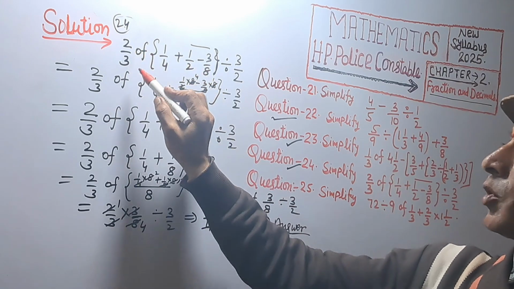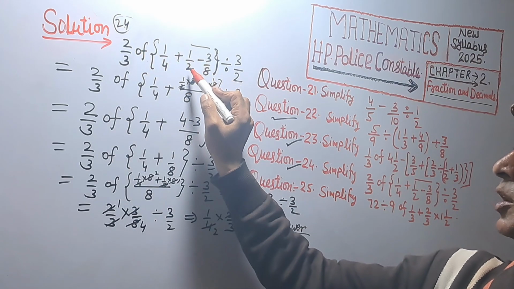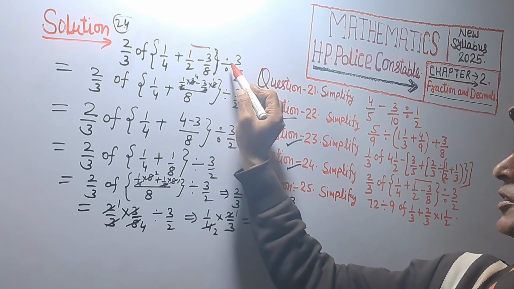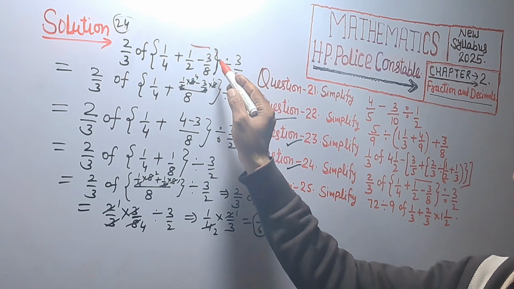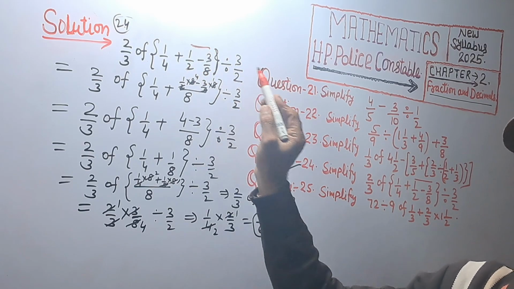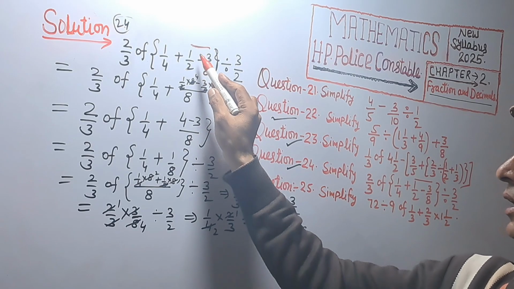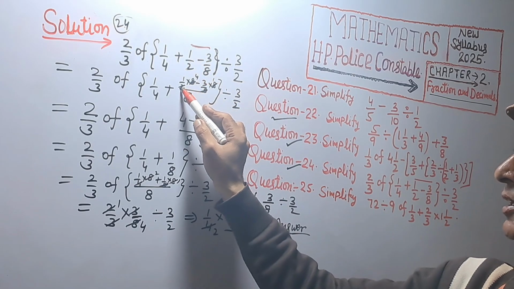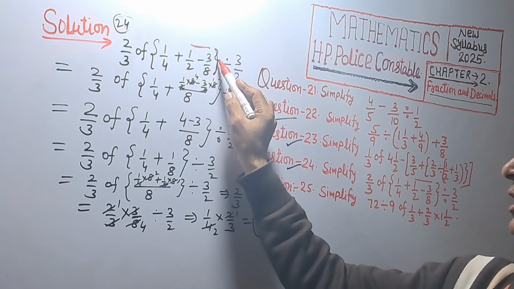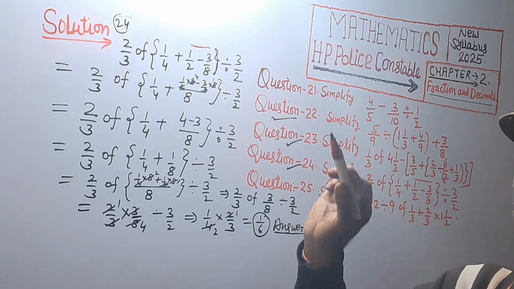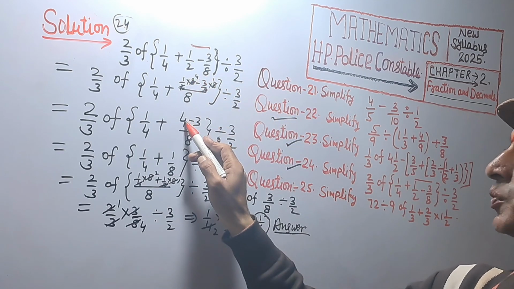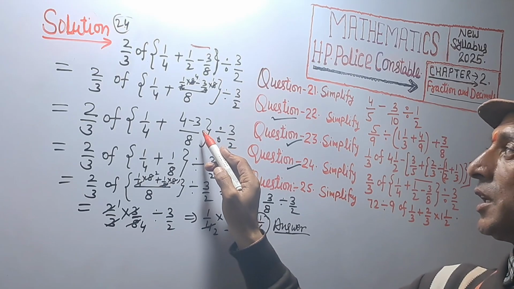Given question is 2 upon 3 of 1 upon 4 plus 1 upon 2 minus 3 upon 8 bar. Bracket close, divide 3 upon 2. First we solve bar. LCM of 2 and 8 is equal to 8. 1 multiplied by 8 divided by 2, that is equal to 4. And 3 upon 8 multiplied by 8, 8, this will be cancelled and we get 3 1s are 3. 4 multiplied by 1 is 4, 3 multiplied by 1 is 3.